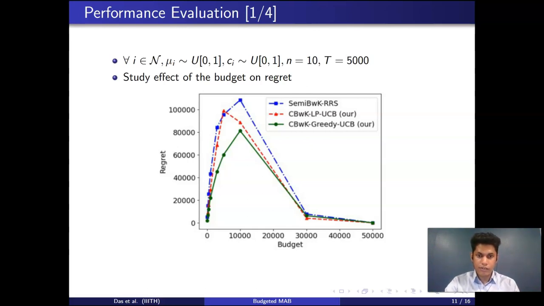This is because regardless of whether we know the values beforehand or we don't, the optimal algorithm will always select every single arm for every single task, provided the budget is high enough. Hence, the regret will drop down to zero at some point. As we can see from the graph, our greedy algorithm performs a lot better than both the other algorithms, and even our LP algorithm performs substantially better than that of semi-BWK-RRS.